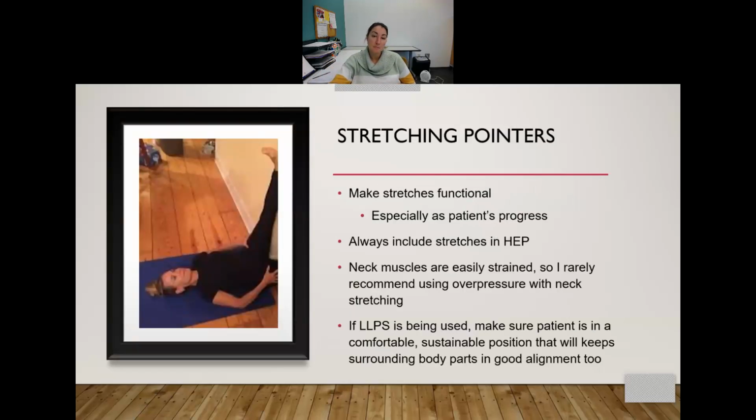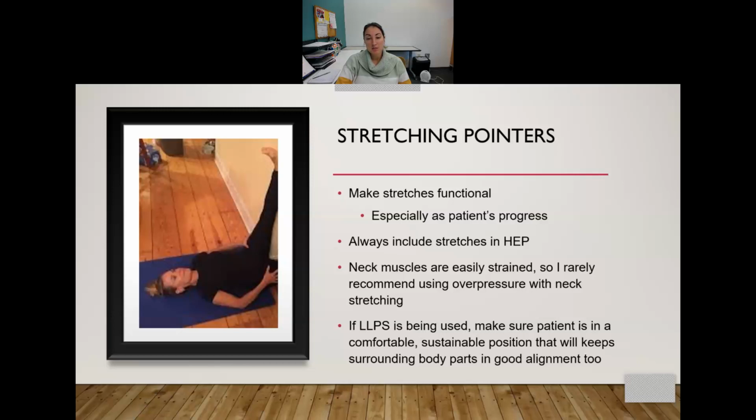Some pointers: make stretches functional. I've mentioned this before, but when you make something functional, the person does them more often and they're more compliant with that. So if you're able to say, every time you have a break at work, lean forward in your chair and stretch your hamstring, or every time you go to do this in your house, reach up and stretch your arm overhead, then they'll do it more often and get more benefits from it. Always include stretching in the home exercise program. Otherwise, you'll be kind of starting over every time they come to the clinic.